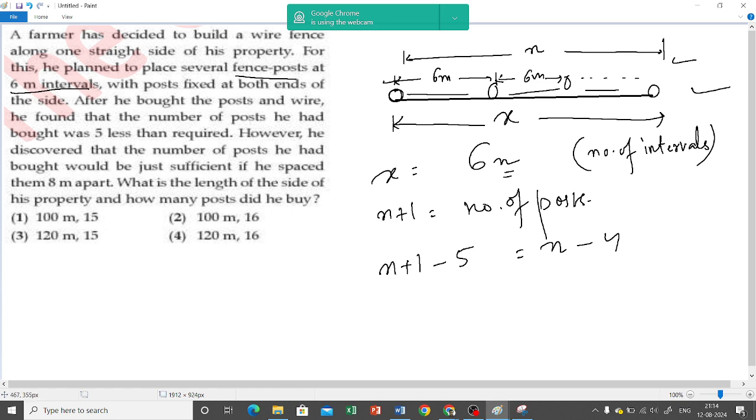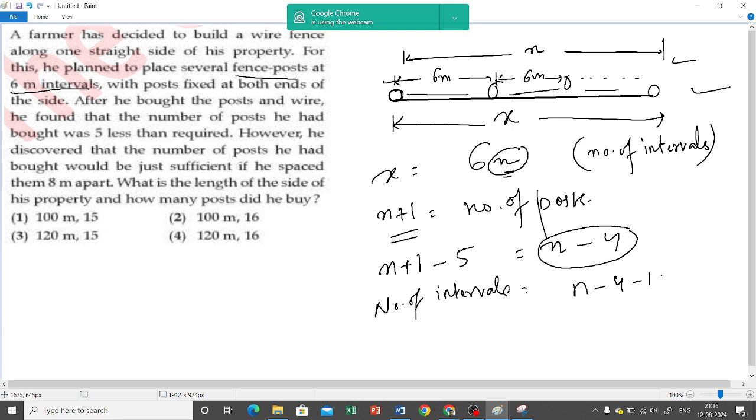However, he discovered that the number of posts he had bought would be just sufficient if he spaced them 8 meter apart. So that means, you see, when the number of intervals was n, the number of posts was n plus 1. Now if the number of posts is n minus 4, then what is the number of intervals? N minus 4 minus 1, which is n minus 5, and at what meter apart? 8 meter apart. So that means 8 into n minus 5 is equal to x.